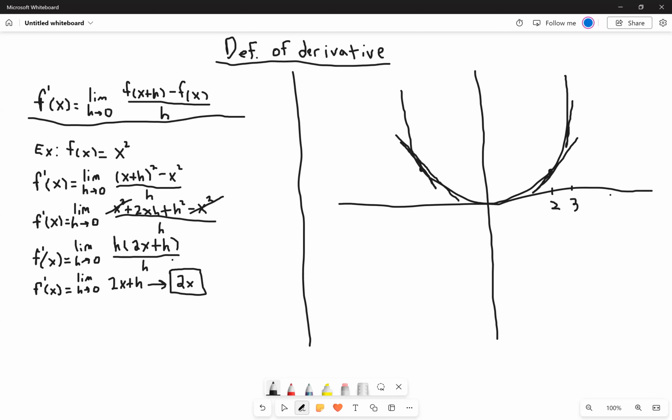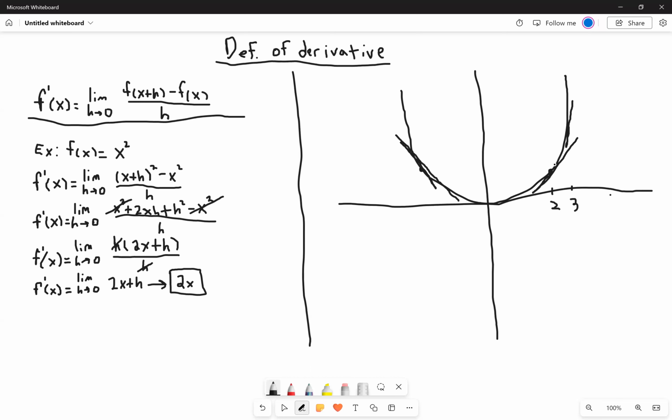Now, in the next step below, what I have done is I have pulled one h out of each of these because they are like terms. So I made it h times 2x plus h. And once again, we can cancel out an h here, which leaves us with the limit as h approaches 0 of 2x plus h, which, if we plug in a 0 for h, will just be 2x plus 0, which gives us 2x.